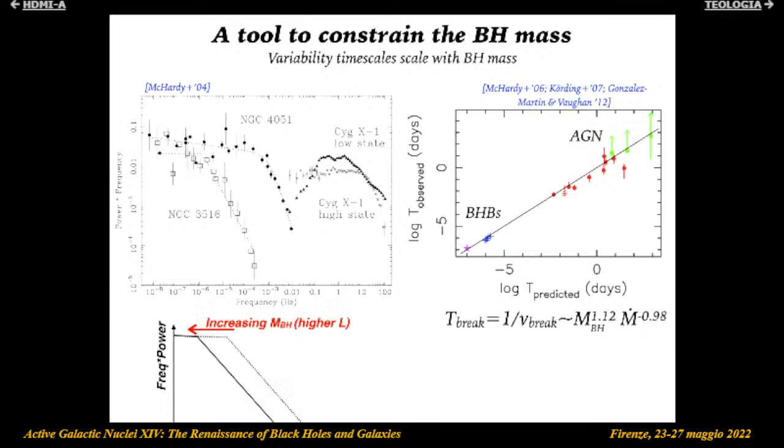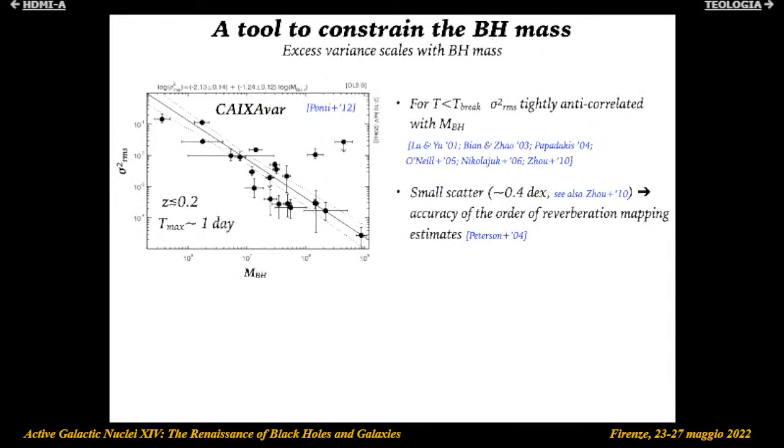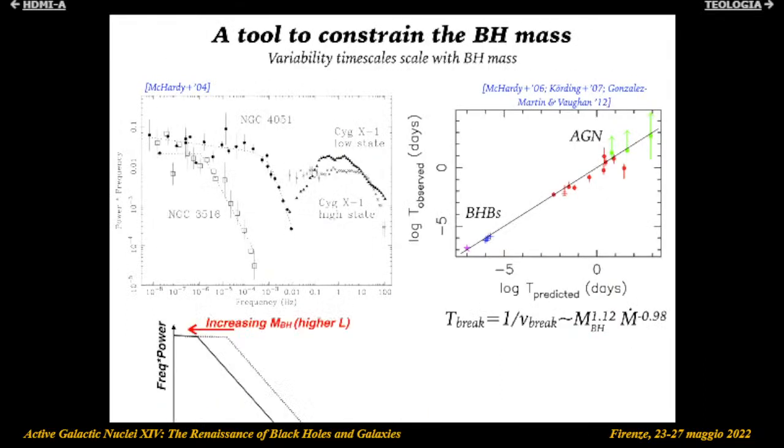However, as the break moves with the black hole mass, what also changes is the area below the curve that describes the power spectrum between two given frequencies. Now, this integral here corresponds to the variance of the light curve, so the excess variance.